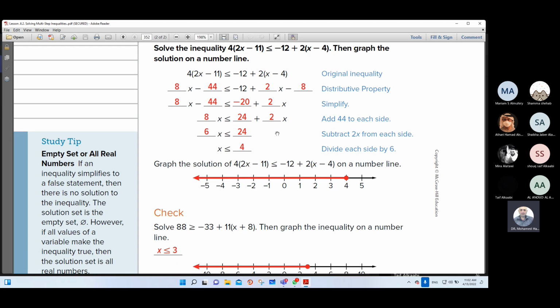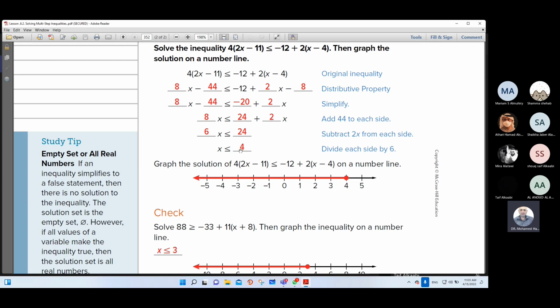Then we can, here we have 8x and here we have 2x. We can remove 2x from the side, so you can subtract 2x from the two sides. 8x minus 2x will be 6x. And here 2x minus 2x will be 0, remains 24. Then you can divide the two sides by 6. 6x divided by 6 will be x less than or equal 24 divided by 6 will be 4. So the set of solution x less than or equal 4.